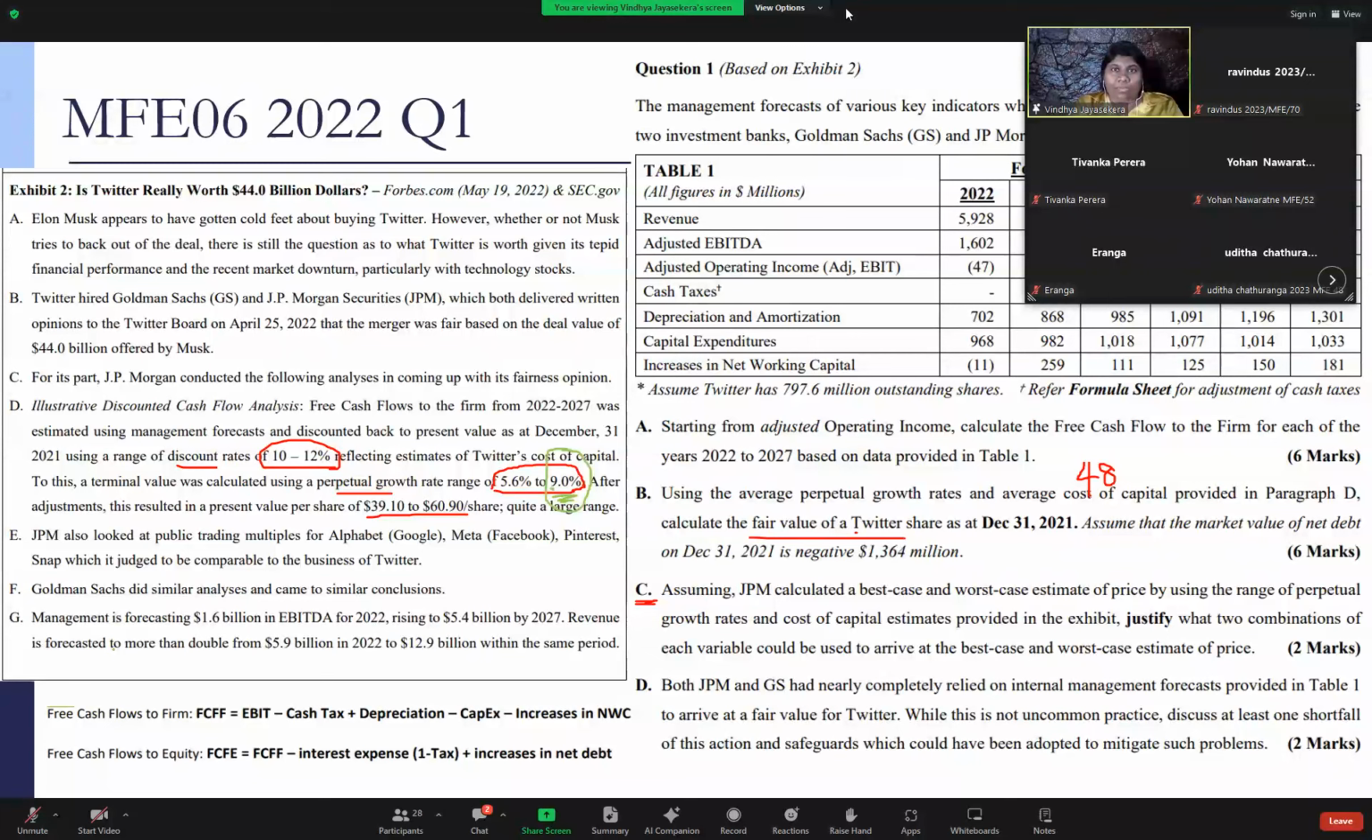Lower the discount rate, higher the price, right? So best case scenario is when JP Morgan uses a 10% discount rate and 9% growth rate. And worst case scenario, the lowest share price will be obtained in my valuation when I use the combination of 5.6% growth and 12% cost of capital. Any questions? Okay, part D.